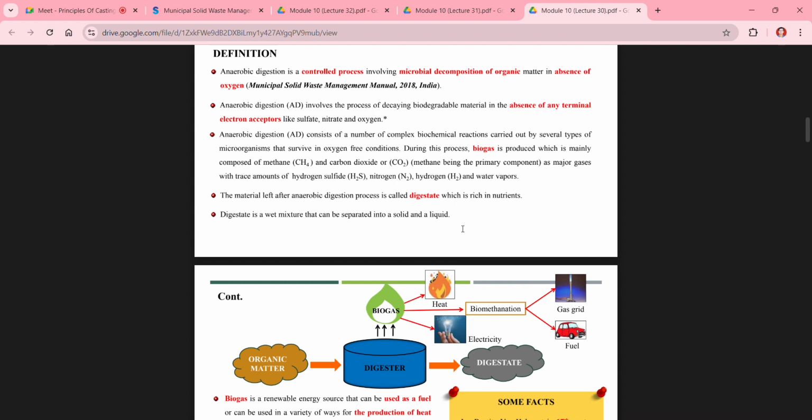The material left after the anaerobic digestion process is called digestate, which is rich in nutrients, and this digestate can also be used as a compost material. So in the anaerobic digestion process, we are creating two different streams: one is biogas, and the second valuable stream is the digestate. This digestate is defined as a wet mixture that can be separated into a liquid and a solid material. The solid material can be used as compost, and the liquid material can be used for some other purposes.